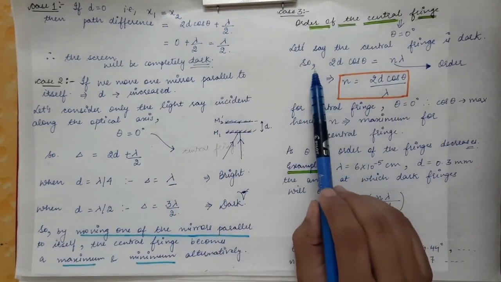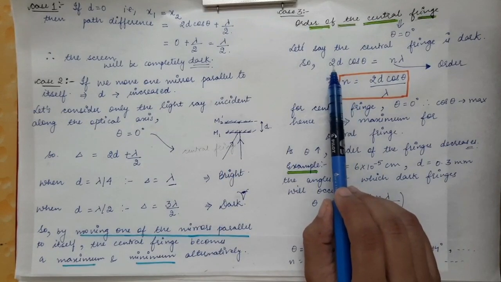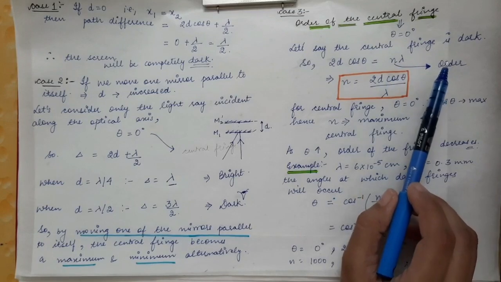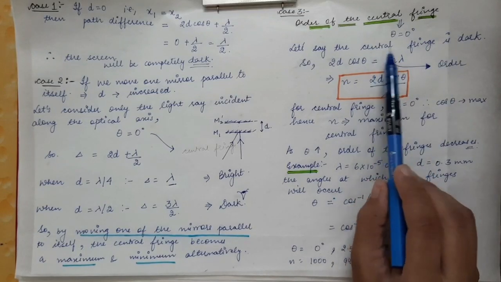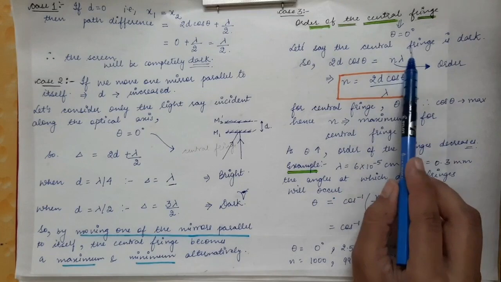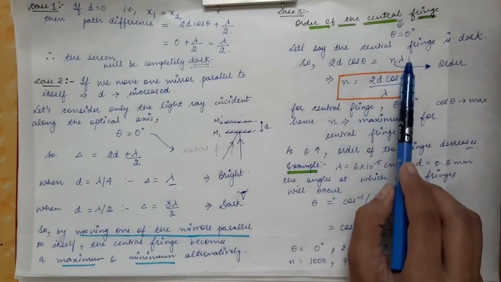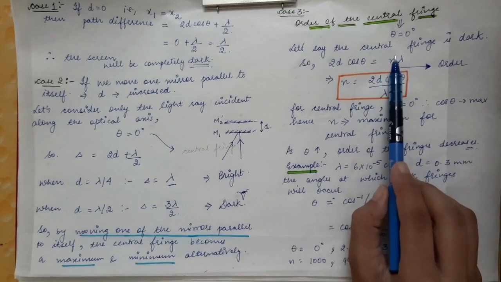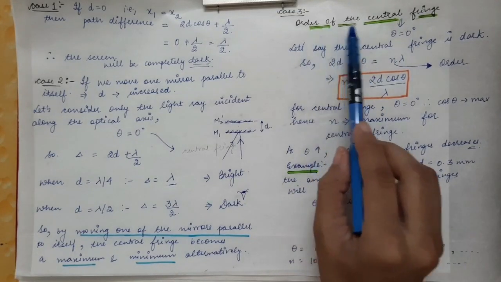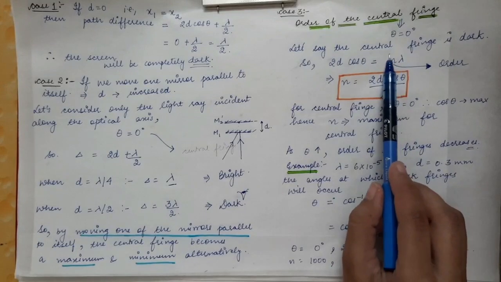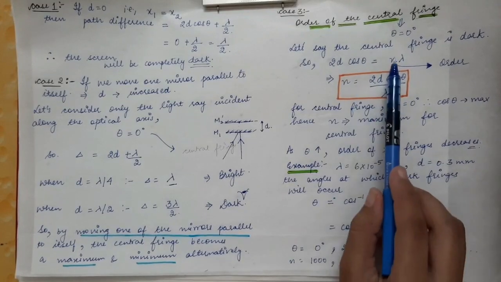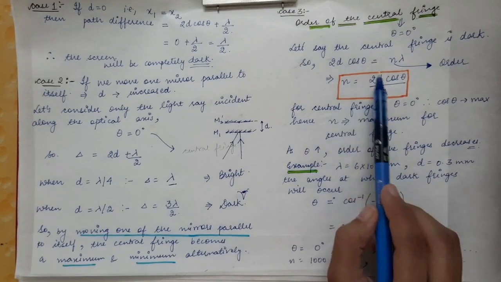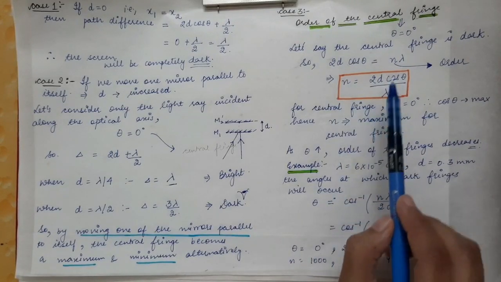Here also we have written the same thing: when 2d cos theta is equal to n lambda, destructive interference occurs, and we are considering that the central fringe is dark. Therefore we are using the condition of destructive interference only. From here we will calculate this n, because we want to find the order of the central fringe. Taking small n on the left hand side, you will get n equal to 2d cos theta divided by lambda.